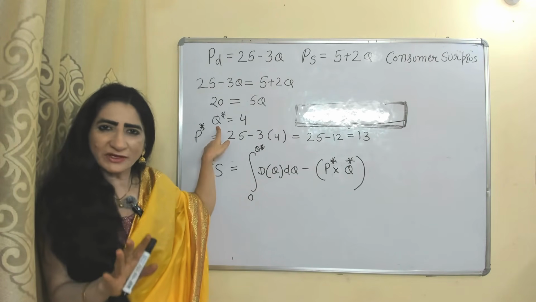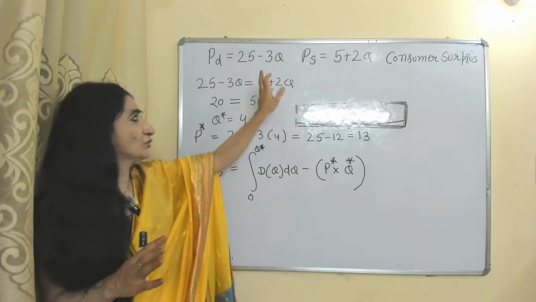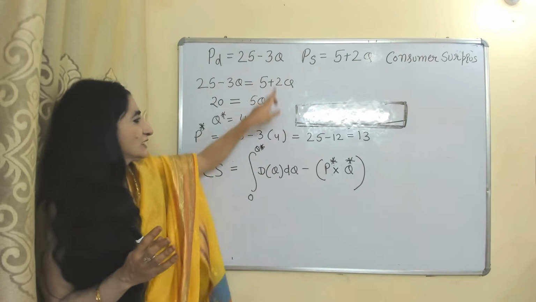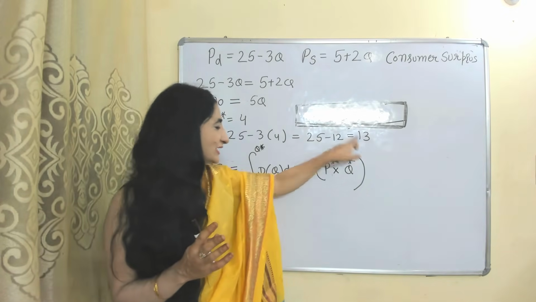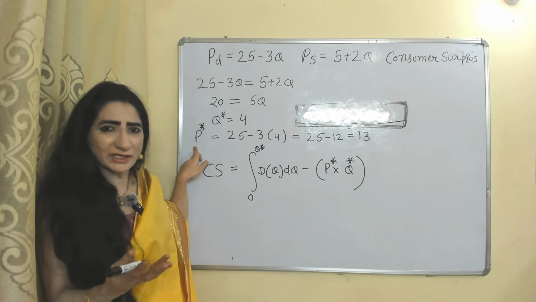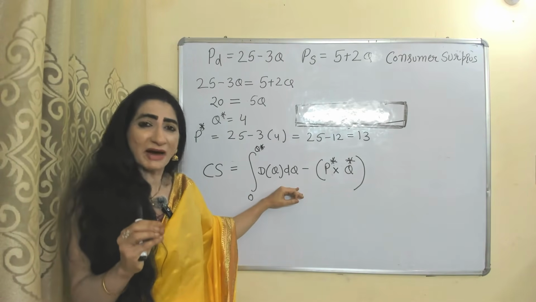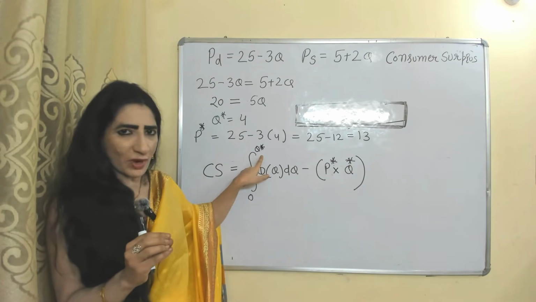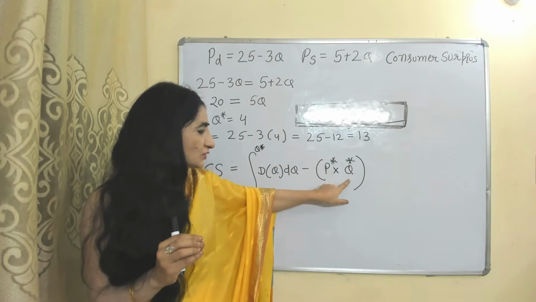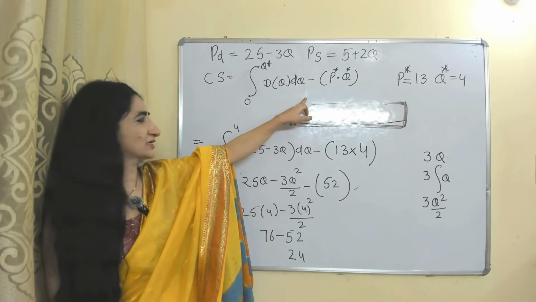Q star represents the equilibrium quantity. Now we will calculate the equilibrium price by putting the value of q either in the demand function or in the supply function. Suppose we put the value of q in the demand function, it becomes 13. This 13 is the value of P star, the equilibrium price. For the formula of consumer surplus, first we integrate the demand function from 0 to Q star quantity, then subtract the total revenue. As we know, total revenue equals P star times Q star. So this is the formula to calculate consumer surplus.